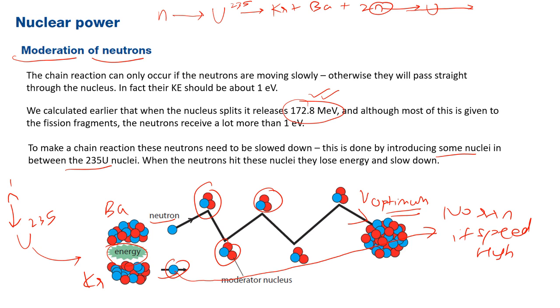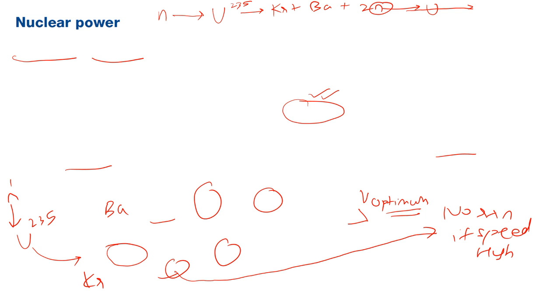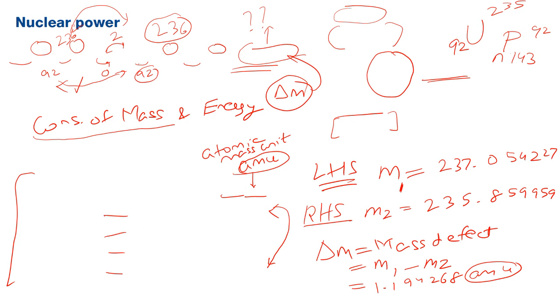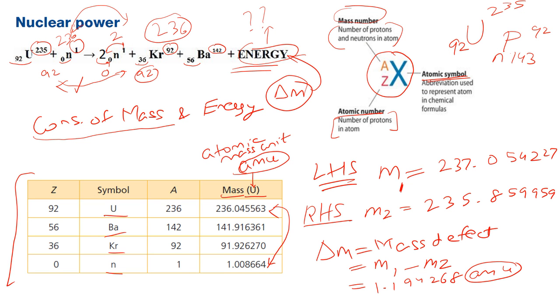Yes, sir. Okay, now let's check this value. This 172.8 mega electron volts is indeed correct. So good thing it was there. So let us go back to the calculations. I'll tell you where the mistake is. This particular nuclear reaction is correct, but the value in the table, if you see uranium, the mass which is given to you is not of uranium 235, but it is for uranium 236, right? So this is the mistake.